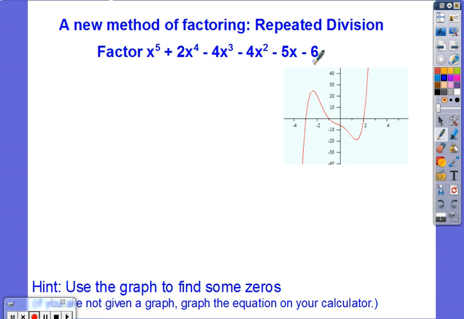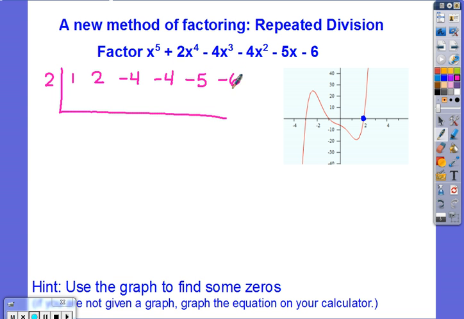If you look at this graph, I have a couple of hunches about what the zeros might be. Do you see this one? I feel like x equals 2 might be a 0. Therefore, x minus 2 will probably be a factor. So I'm going to set up this giant synthetic division, which is actually fun once you get good at it. So here we go: 1x to the 5th, 2x to the 4th, negative 4, negative 4, negative 5, negative 6. I don't think I had to put any placeholders in there, so I'm good.